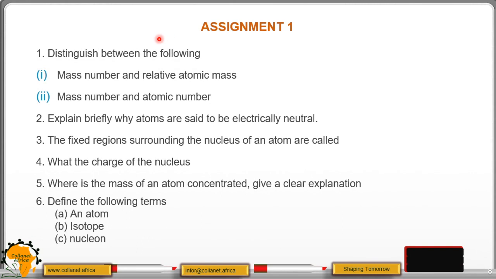Here is the assignment for you. Work the questions out and make sure you internalize and share the concept with others.